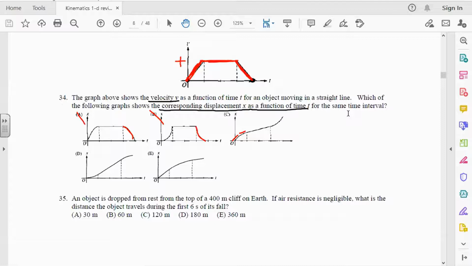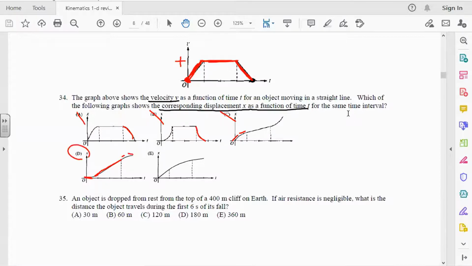I need it to get steeper, so it can't be C. If I look at D, I've got a horizontal tangent line, which is good because I've got a 0 velocity to begin with. Then it gets steeper, and then in this increment it looks like it remains pretty linear, and then my tangent lines flatten out after that. So it shows speeding up to a constant speed and then slowing back down.